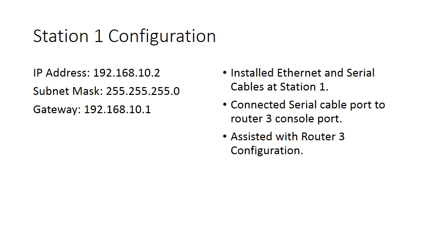My name is Trevor Morgan, and I was in charge of setting up and managing Station 1. I installed Ethernet and serial cables at Station 1, connect the serial cable port to the Router 3 console port, and also assisted Amanda with the Router 3 configuration. These are the predefined addresses that were used for Station 1.